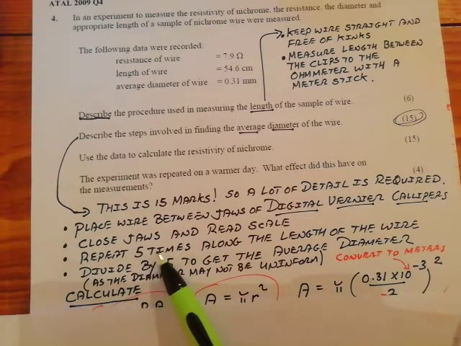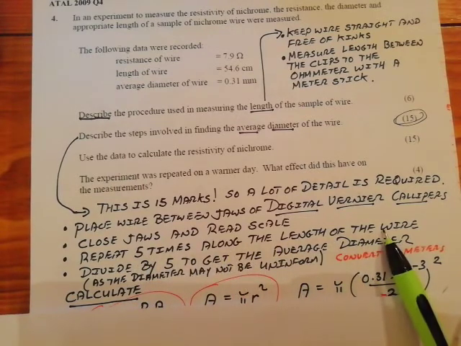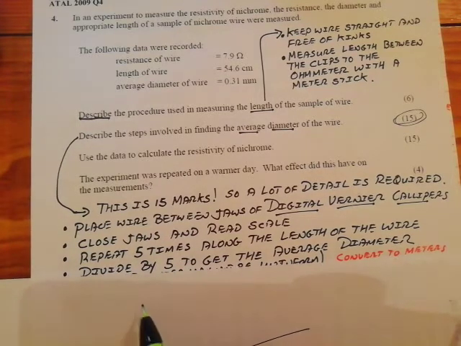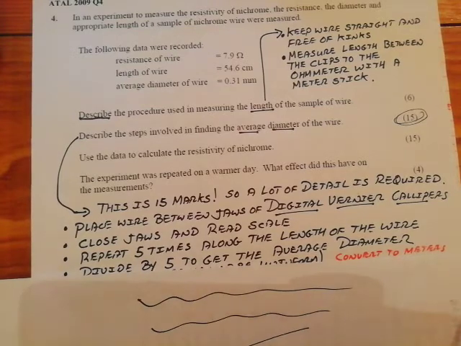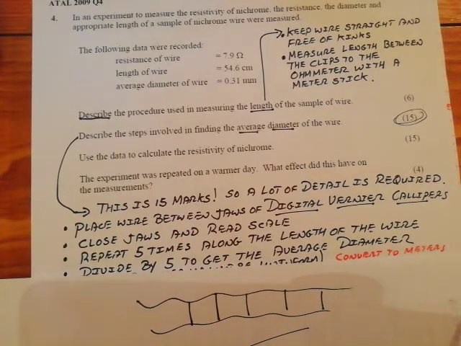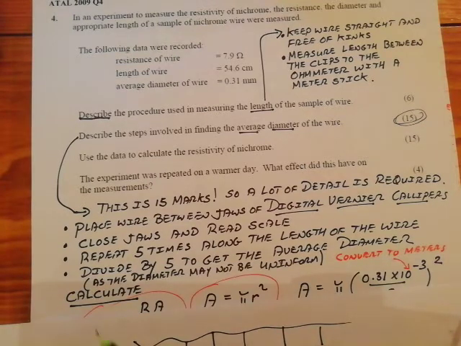Then you would have to repeat this about 5 times along the length of the wire. The reason you would have to repeat it 5 times is that the wire may not be of uniform thickness. The wire might have certain points where the thickness is smaller or larger, so you would have to repeat the reading of diameter 5 times along the wire and then calculate an average diameter. So divide by 5 to get the average diameter, as the diameter may not be of uniform thickness all along the wire.